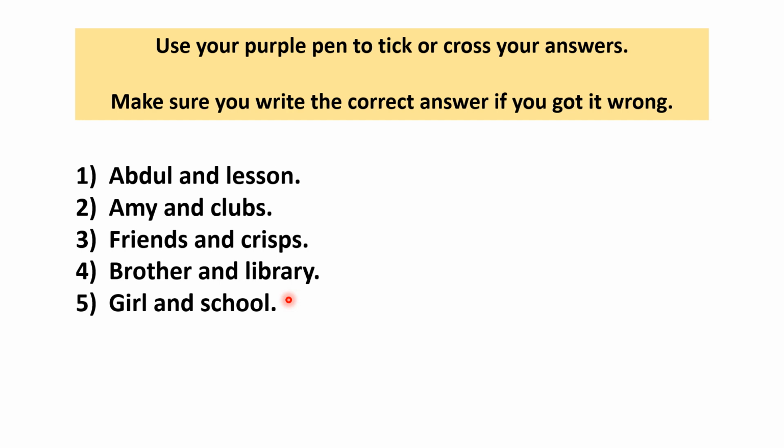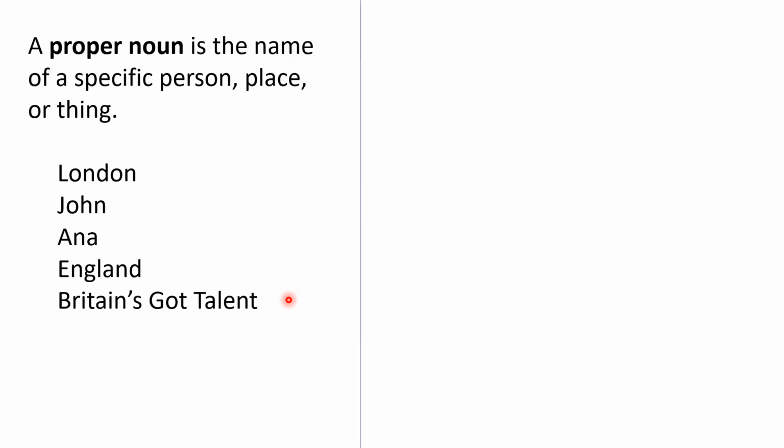Okay, so we've done a lot of work on nouns, and before we broke up for Christmas, we started looking at proper and common nouns. So let's recap those. A proper noun is the name of a specific person, place, or a thing. And here are some examples of proper nouns: London, John, Anna, England, and Britain's Got Talent. We have specific people, specific places, and then a specific thing, which is a TV show.